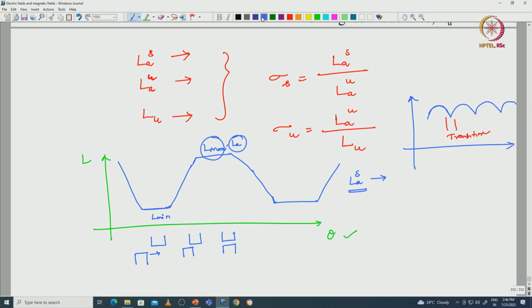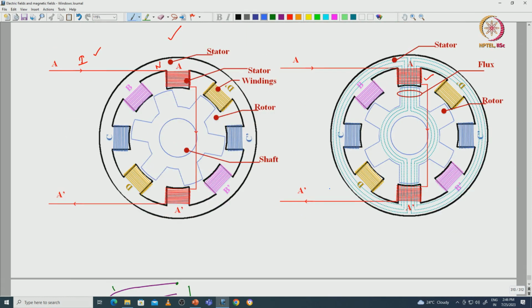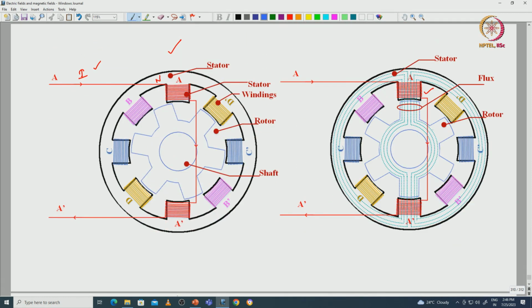This is the one drawback with respect to the switched reluctance machine. We are exciting only one particular phase at a time, that results in discontinuity in torque. We can see here A phase is excited for an angle of theta, and B phase is also excited in the next instant, and C phase is excited next instant, and D phase is excited one after another.